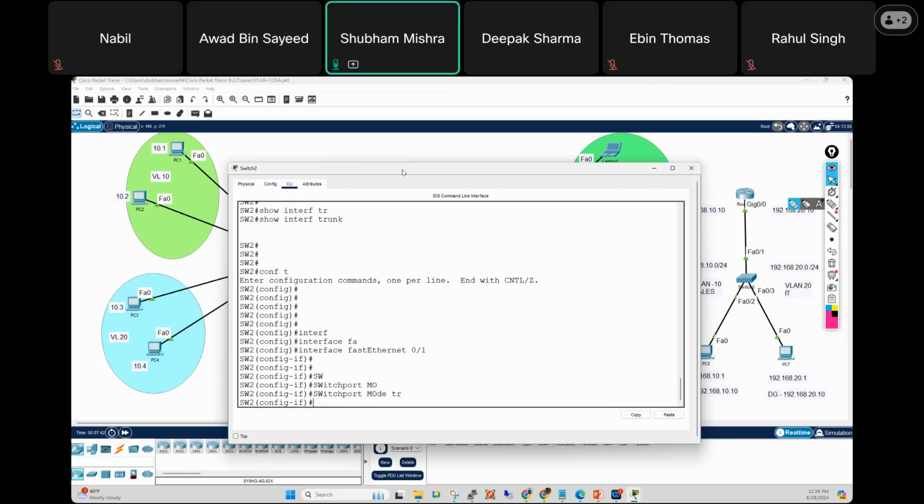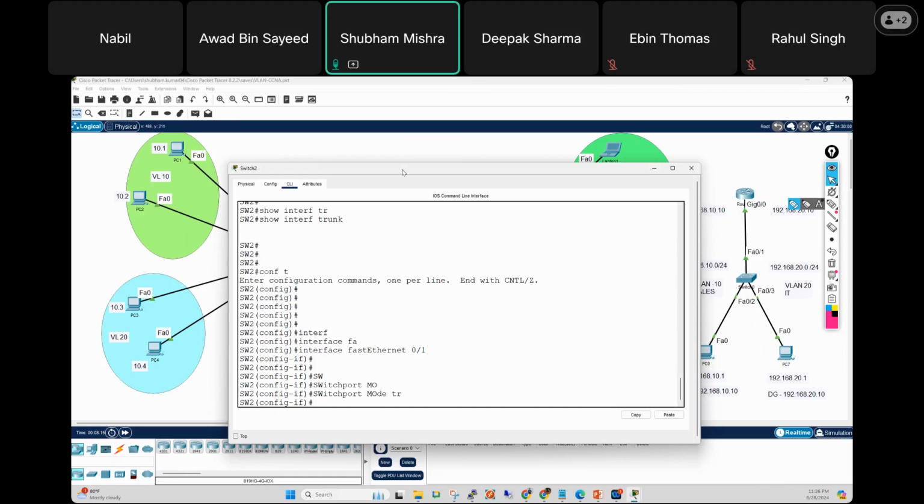Recommended is, first of all, you have to configure the encapsulation protocol. There are two. Even in GNS3, when you write the switchport mode trunk command, you will get an error, which means you first have to configure the encapsulation protocol. Are you getting my point?